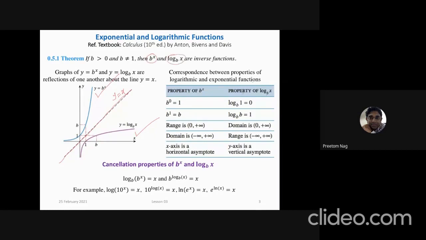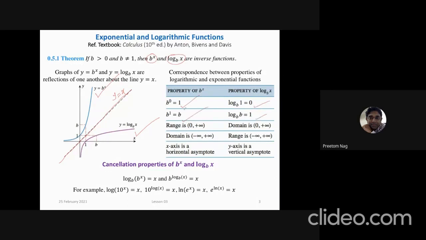The next case is some correspondence between properties of logarithm and exponential functions. So properties of logarithm, exponential function and logarithm function বলতে কি হচ্ছে b to the power 0 হচ্ছে তোমার 1, log b 1 equal to 0, b to the power 1 equals to b, log b b equals to 1.